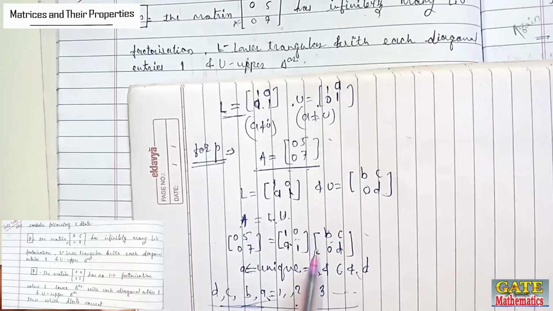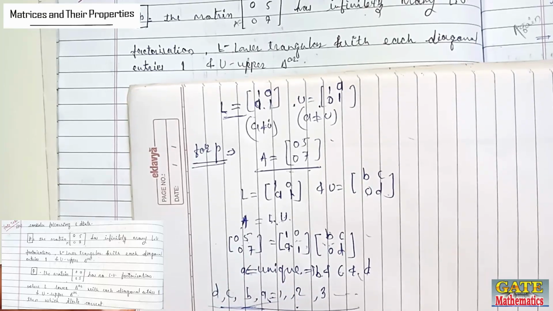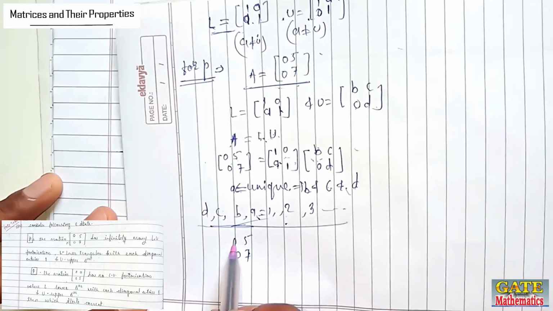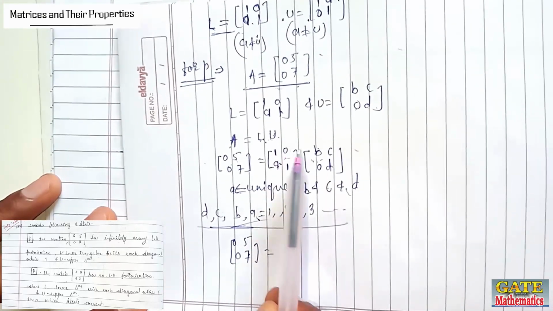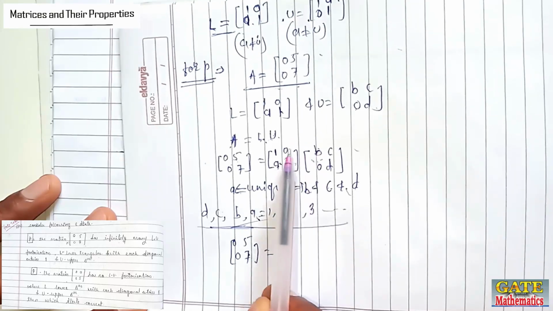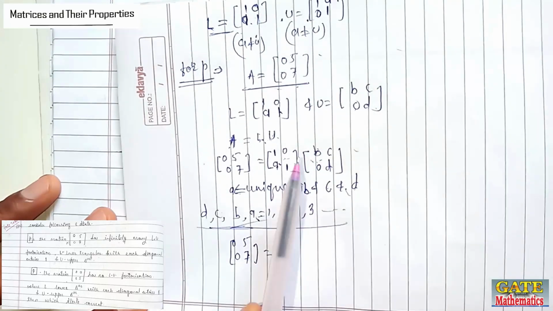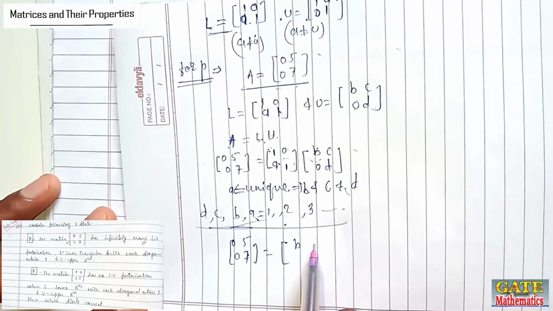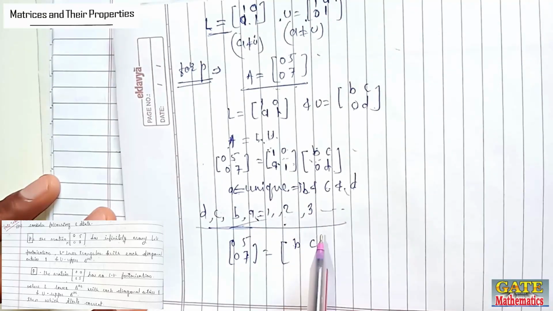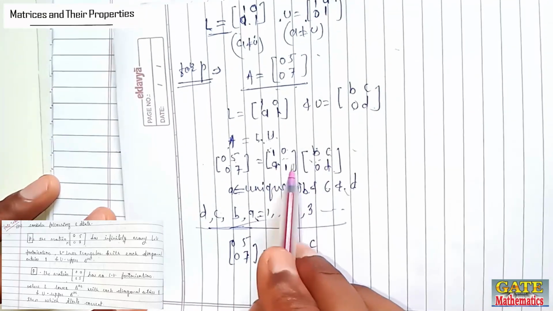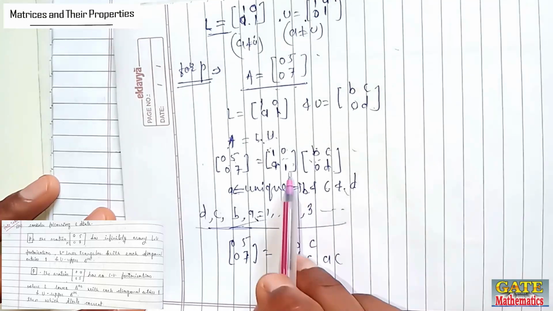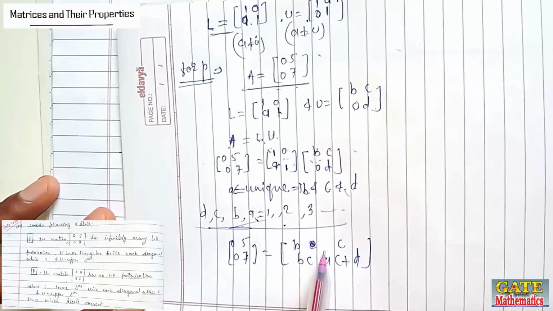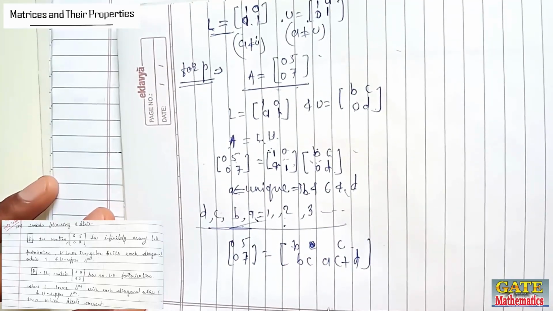Now let's check what values are possible for a, b, c, d. So 0, 5, 0, 7, keep as it is: 0, 5, 0, 7. Now the multiplication of these two matrices becomes: 1 into b plus 0 into 0. The first element is this into this plus this into this, which is b. This into this plus this into this, which is c. This into this plus this into this, which is ab, and this into this plus this into this, which is ac plus d. So I got the four values in our matrix: b, c, ab and ac plus d.